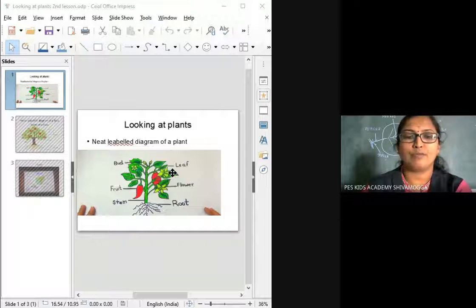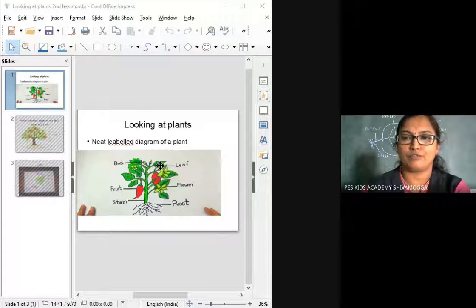Then you can see the leaf part of a plant. The leaf is called the kitchen of a plant, because in your home you have a kitchen room, right? In the kitchen your mother prepares food. In the same way, in a plant, the leaf acts like a kitchen. The plant synthesizes food through the photosynthesis process. Okay, which process? Photosynthesis.